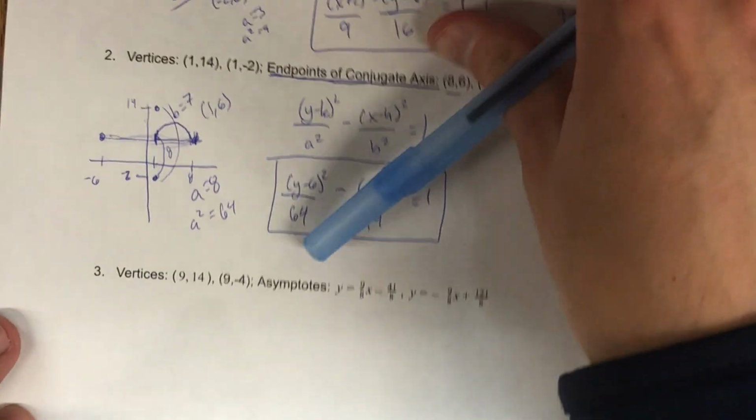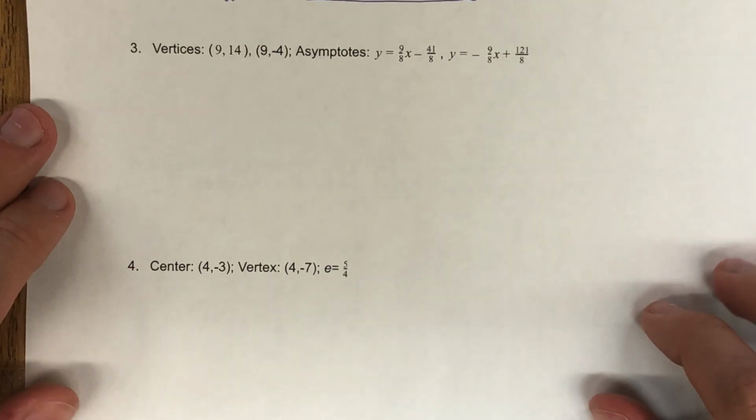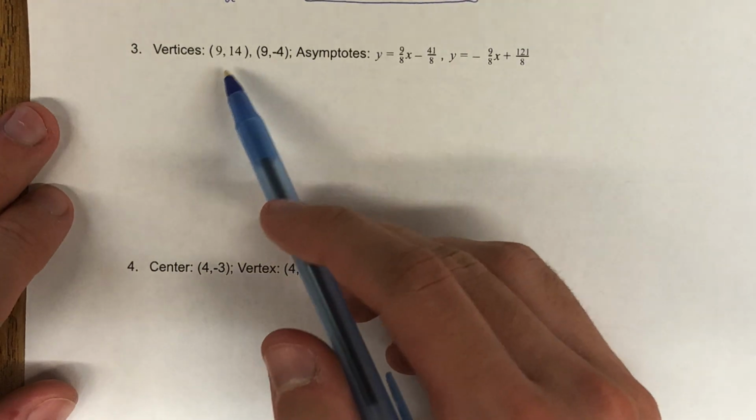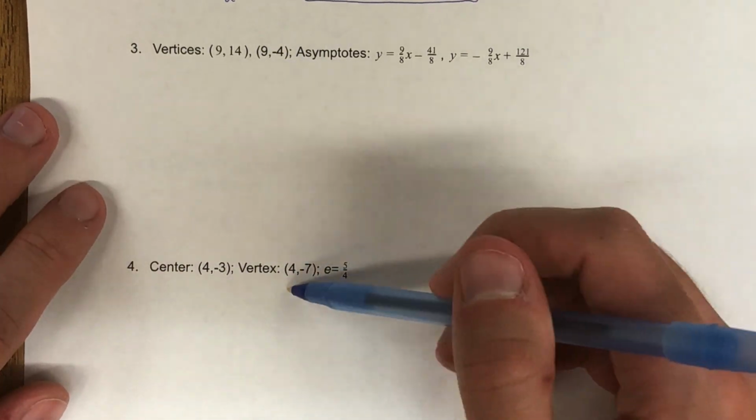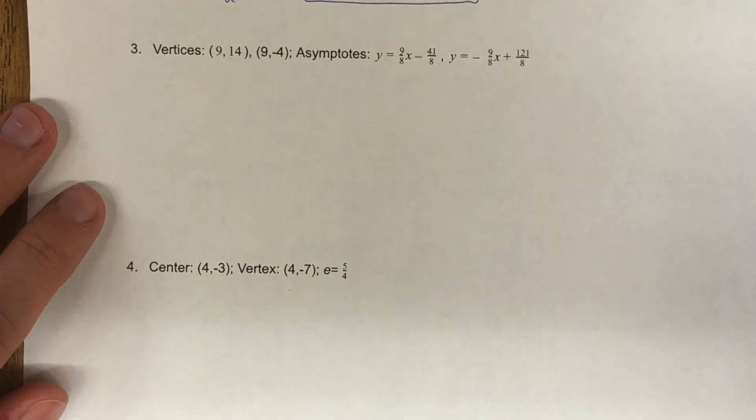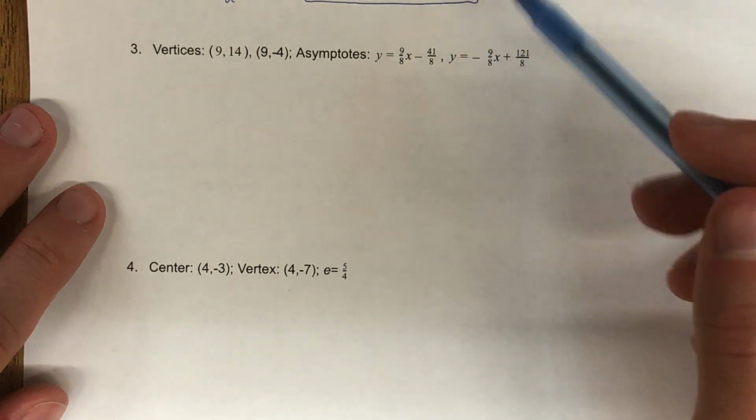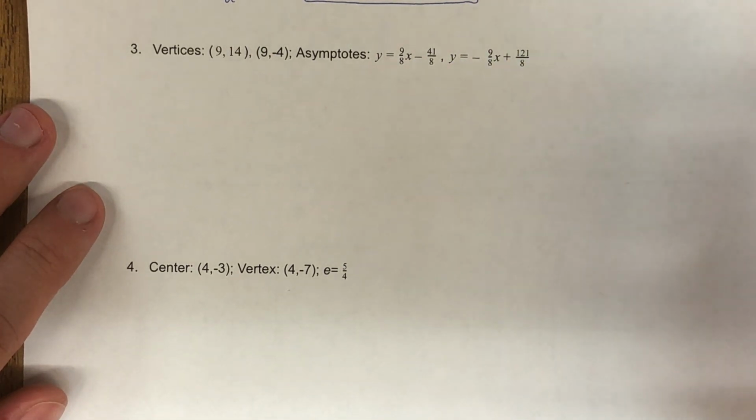Okay, so you have 2 more. I'd like for you to try both of those on your own. They're asking for some different things, but in both cases you're given vertices or one of the vertices. Think about your equation for asymptotes, what those represent, and see if that can help you figure out how to go about this problem. Okay, pause the video, give them a try.